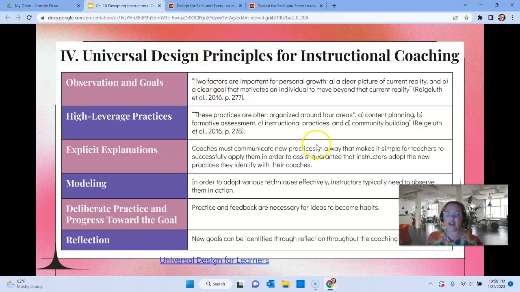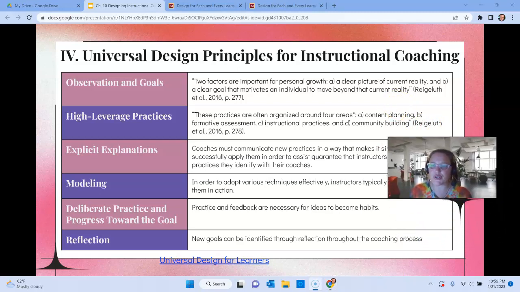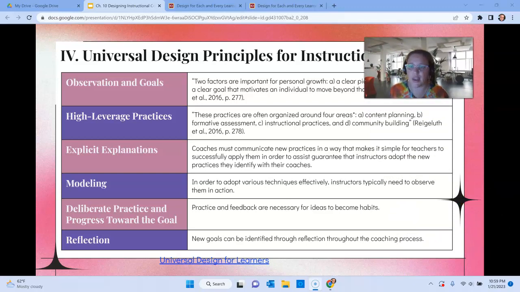And then with the high level practices, these were mentioned earlier: content planning, formative assessment, instructional practices, and community building. The community building is extremely important. It is really important for instructional coaches to gain the trust of the teachers and to have a positive setting so that teachers will depend on the coaches, go to them, and know that when they ask for help they are going to receive it. And so it's just really important. Just as teachers need to have students' trust, they don't care what you know until they know how much you care.